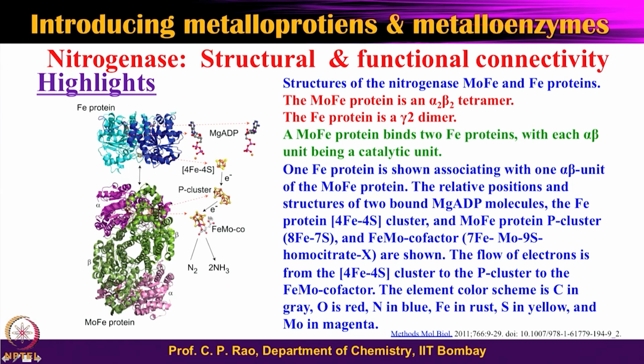All these are involved in the process of electron transfer, and the magnesium ATP, magnesium ADP is involved in the energy process, because that couples the electron transfer between the iron protein and the iron molybdenum protein. The magnesium ATP hydrolysis will activate the enzyme, and that will connect the electron transfer, as you can see, going from here to the 4 iron 4 sulfur cluster, from there to the P cluster, and from the P cluster to the iron molybdenum cofactor, where the electrons are added to the substrate.